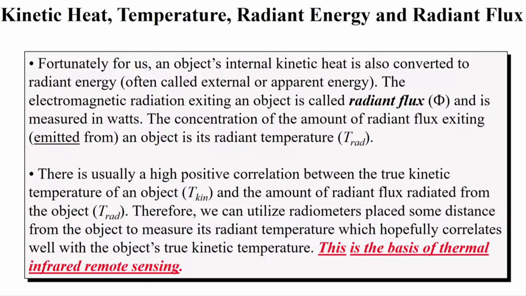Or we can say that when the kinetic heat is very high, then the radiant heat will also be very high. But this is not true. We will see in the next upcoming slides. There is usually a high positive correlation between the true kinetic temperature of an object and the amount of radiant flux radiated from the object.